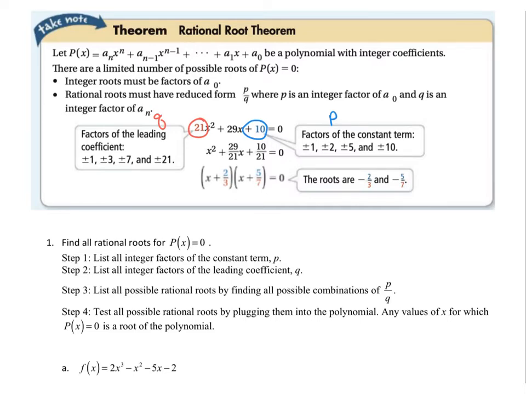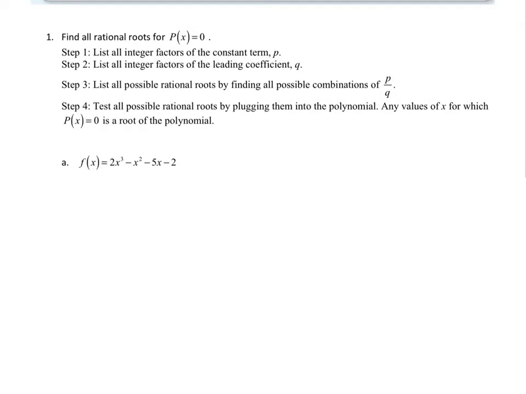So let's look at an example. First, I'm going to list all the factors of the constant term, and I call those p. The factors of 2 are positive or negative 1 and 2. So I do plus or minus 1 and plus or minus 2. We're always going to have that plus or minus because whether a number is positive or negative, its factors can be positive or negative.